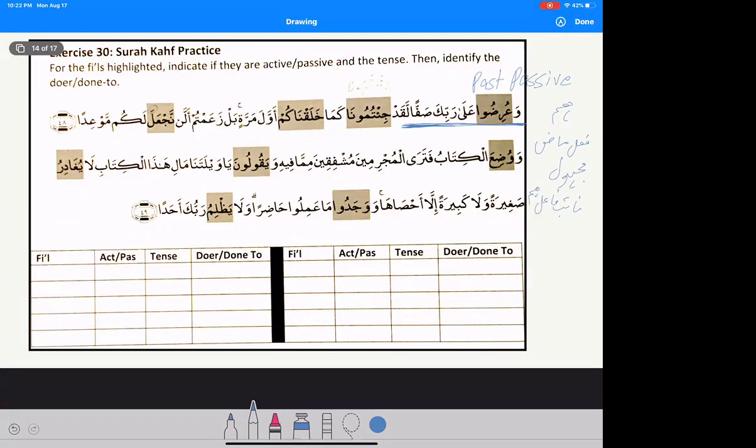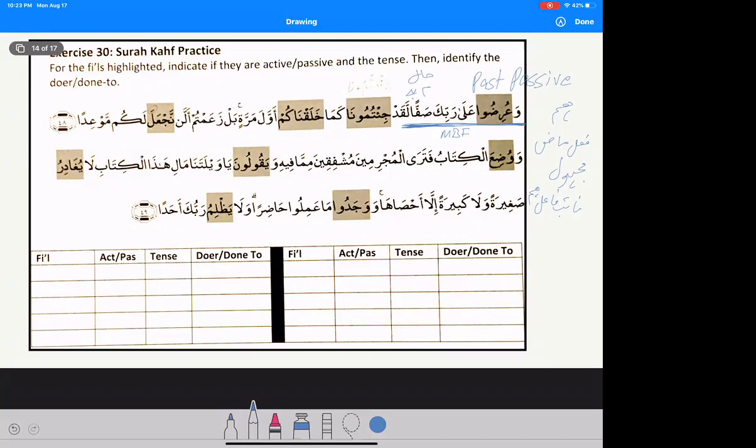Now, what is ala rabbika? Jar majroor, idafa fragment. Okay, so this is our MBF. And what is saffan? Maf'ul bihi. It could be maf'ul bihi, and it could even be hal. Yes, it could be hal even, because we will be there in rows, okay? So even it could be hal.